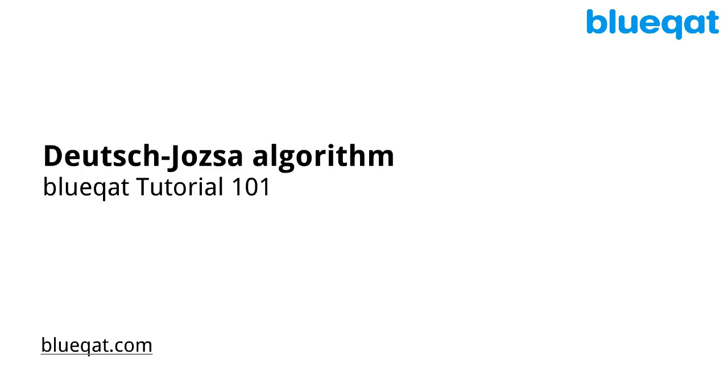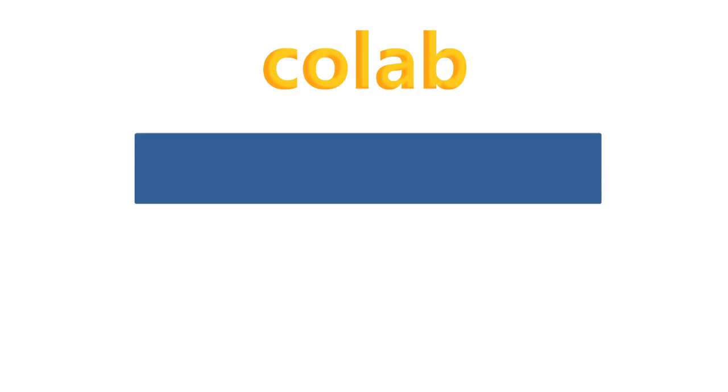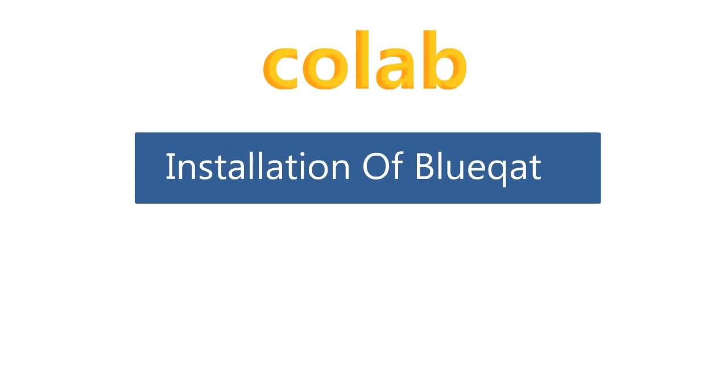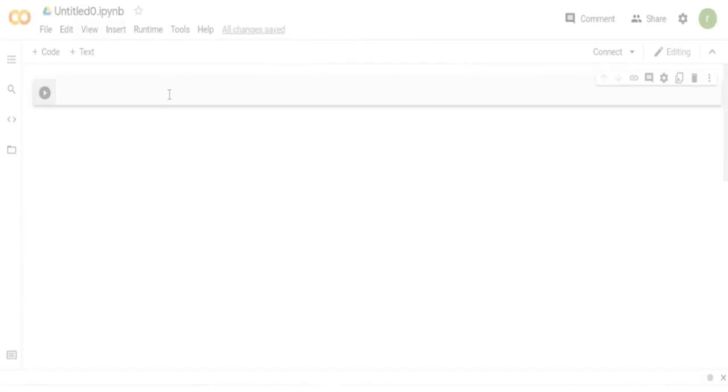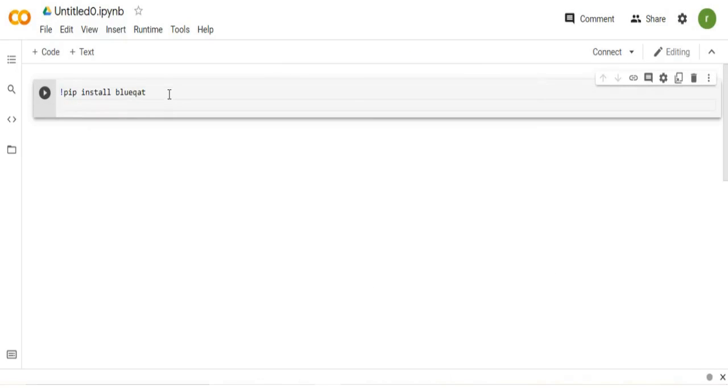Deutsch Jozsa algorithm. We will be doing this in Google Colab. Like we did in the previous video, we will start with installation of Blueqat. We can do it by using this code: !pip install blueqat. Type the code that was shown earlier in Google Colab, then click on the play button and Blueqat will be installed.